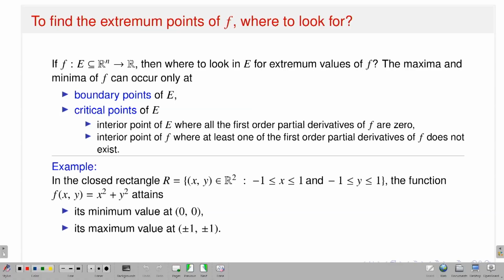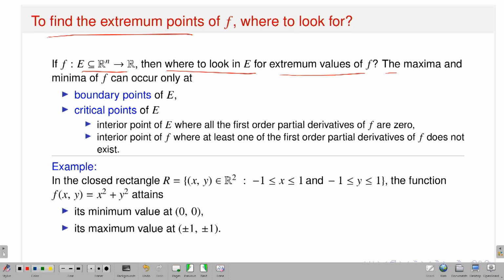So as I said, this is my aim, to find the extremum points of f, that means where to look for. So is there any way I can say that yes, these are the points, you have to just check, and those points are enough, you don't have to check any other points. So if you want to look for where the extremum is attained, these are the points you should go ahead with and check whether that extremum exists or not. So what I said, if I have a function f from some subset E of Rn to R, that means I have a scalar field, then where to look in E, that means what are the points in E for extremum values of f, that's the plan.